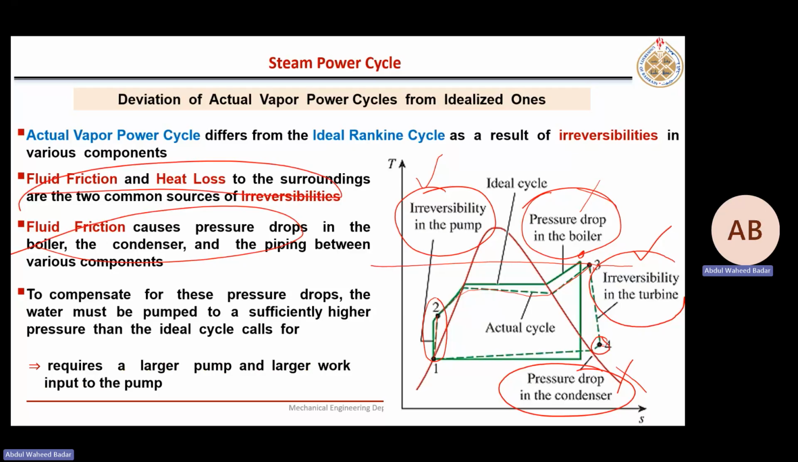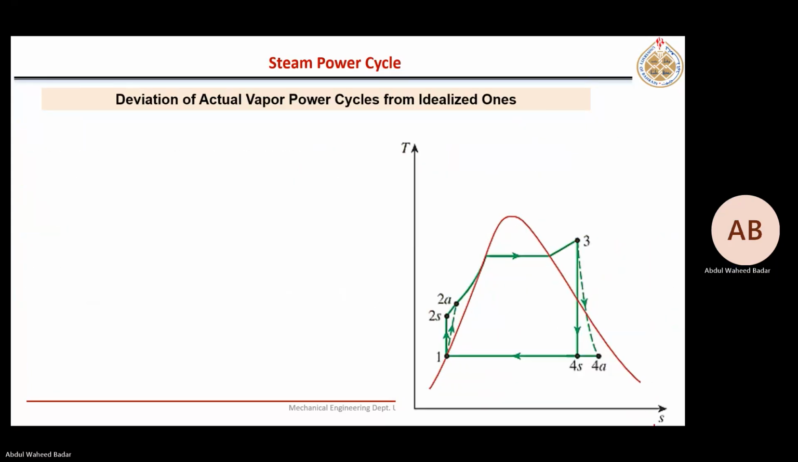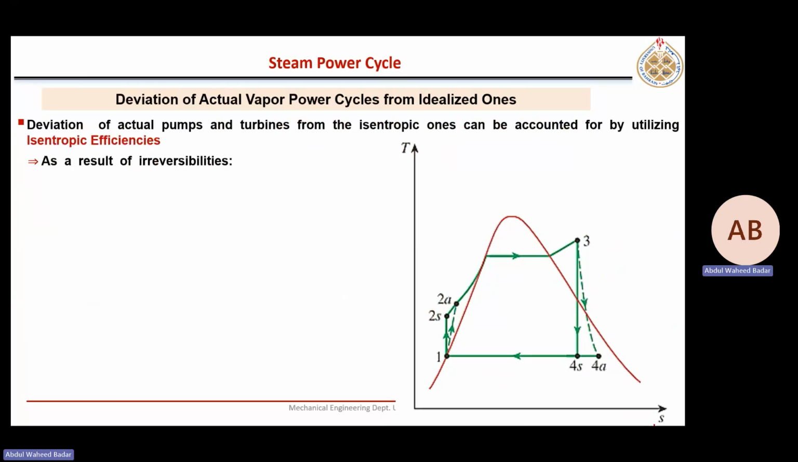Overall, the effect is your pump has to consume more work and you will be getting less work. So to get the same amount of work, you have to burn more fuel. In other words, because of these irreversibilities, efficiency drops. Okay, this is clear. This is not that difficult.